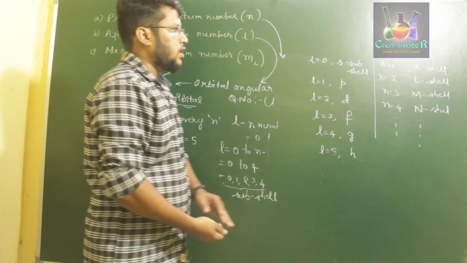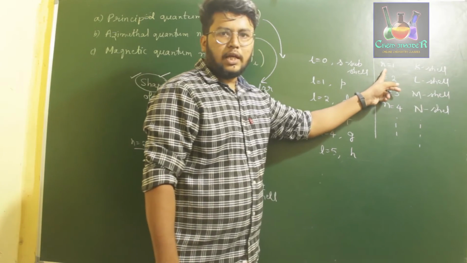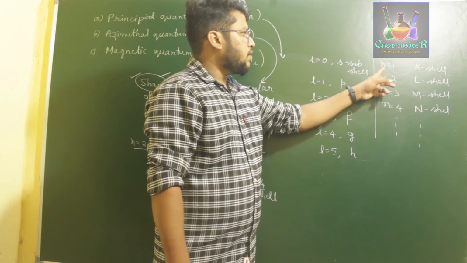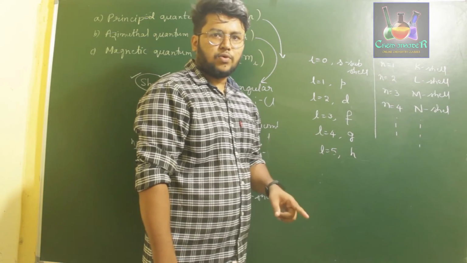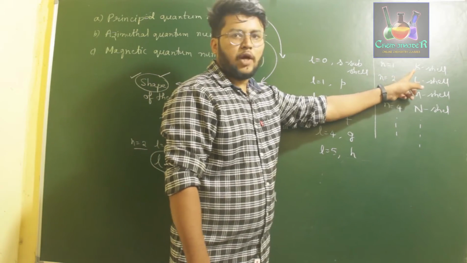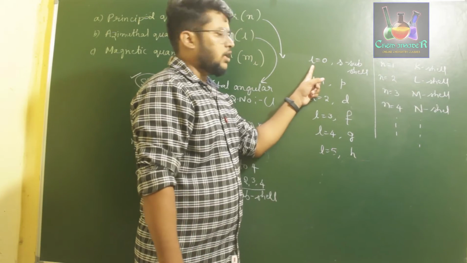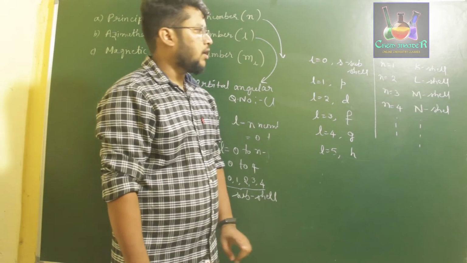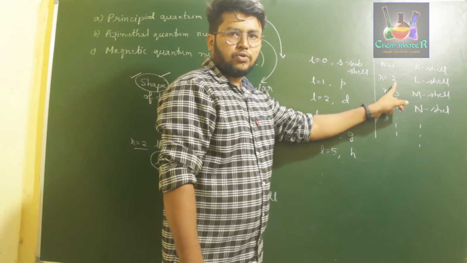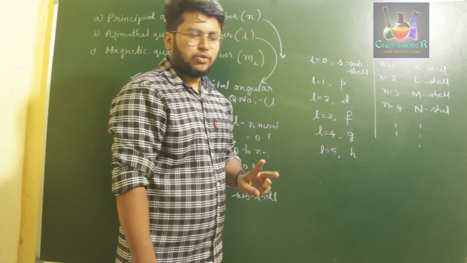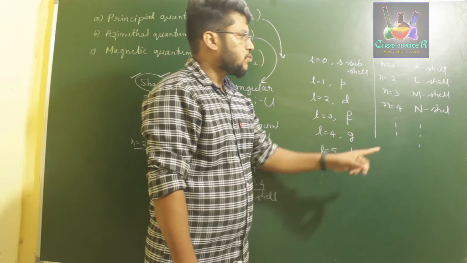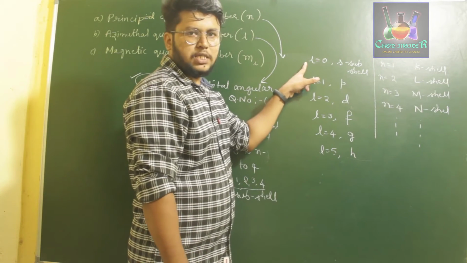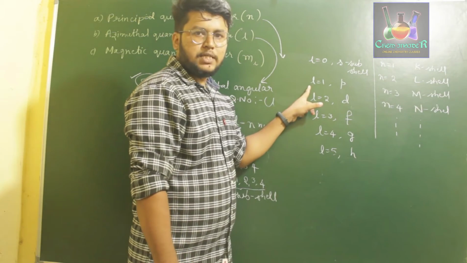If you consider n is equal to 1, then L can have values from 0 to n minus 1. So for n is equal to 1, n minus 1 will be 0. Therefore, for K shell, we have only one subshell, that is L is equal to 0, which is also called S subshell. If you consider n is equal to 2, it can have two values, 0 and 1. So for L shell, we have two subshells. One is S subshell and the other one is P subshell.